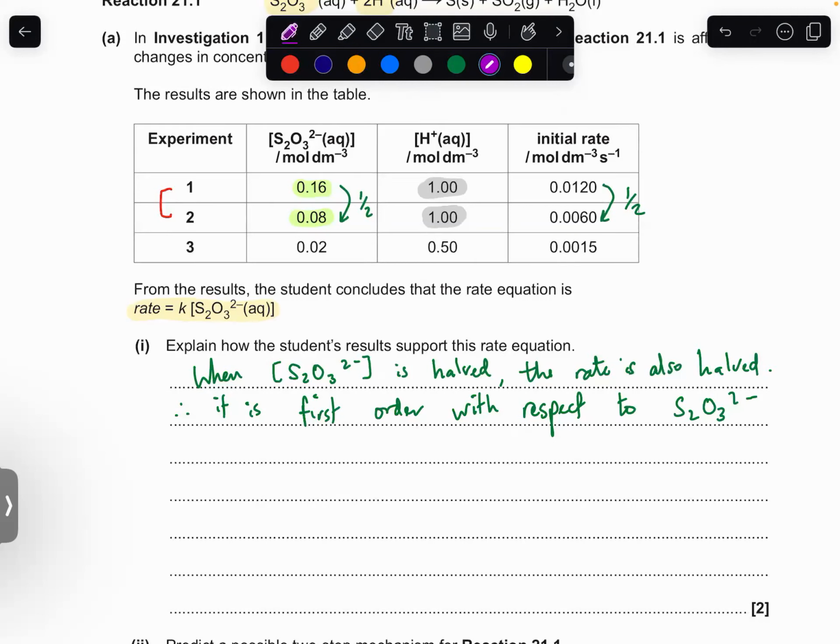You see, in this question, to determine the effect of H+ ions, there's no experiments where the S2O3 2- is the same. So we have to make do. Let's just use experiments 2 and 3. You see, when the concentration of H+ is halved, the concentration of S2O3 2- is divided by 4, quarters.